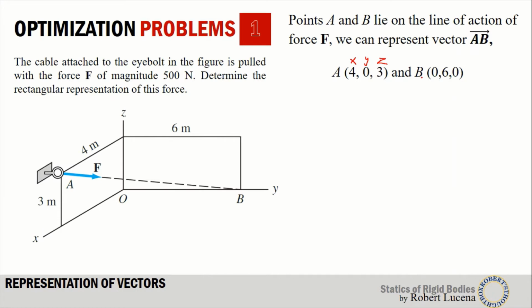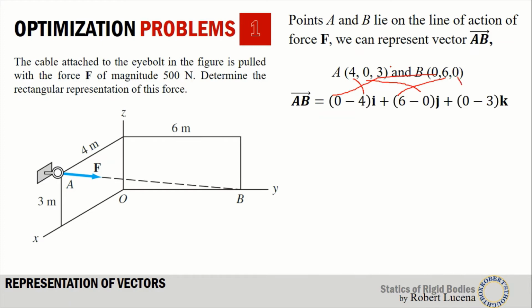Now let's have the coordinate of B. Its x coordinate is 0. Y coordinate is 6 because it moves 6 meters from origin to the positive y axis. So we have 6, and it does not displace in z direction, therefore it is 0. Now, to get the vector representation of vector AB, that is simply 0 minus 4. Again, that is B minus A. So 6 minus 0 and 0 minus 3. Then we simplify that, we get the vector AB equals negative 4i plus 6j minus 3k.